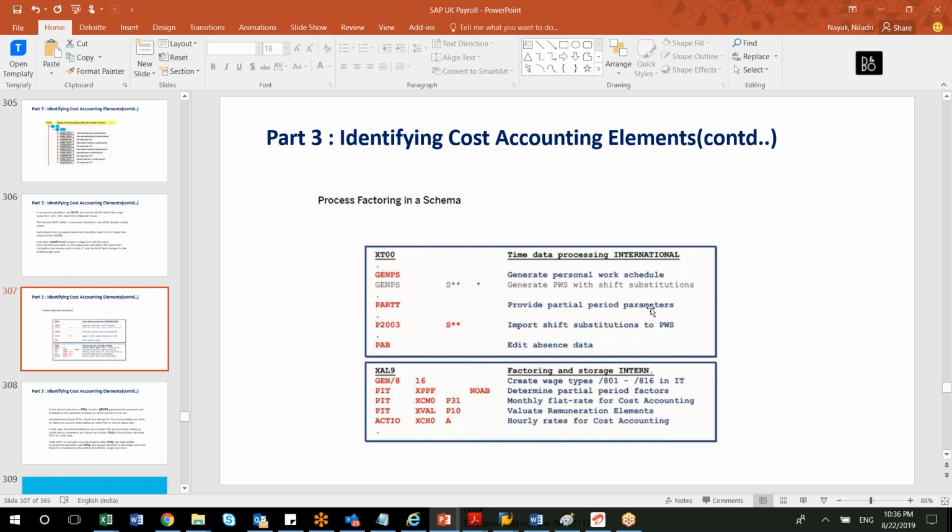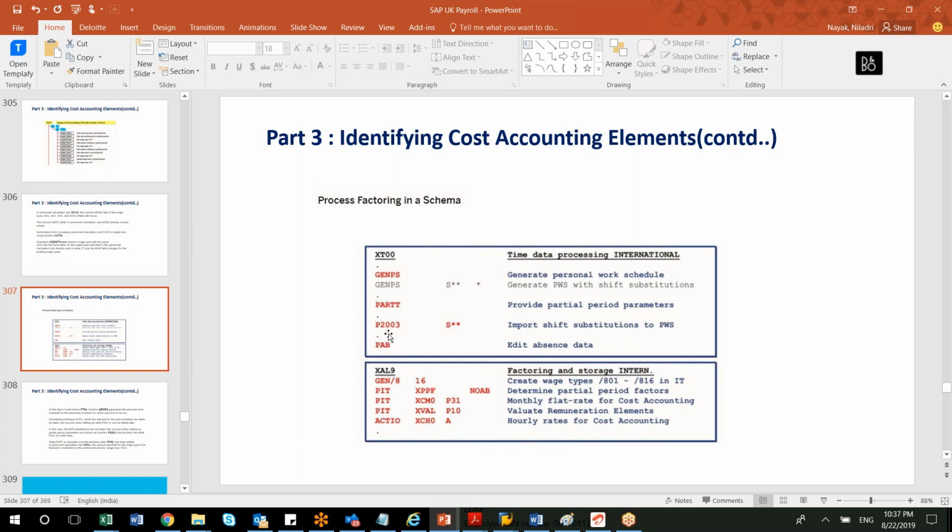Factoring is also a concept. It is an overlapping subject between your time management and payroll. But as it is more towards calculations related to the pay, people mostly cover these PARTT functions in the payroll part only. Even if time management is there, you can still see this concept in the payroll topic as well. So this is one of the important functions. PARTT is responsible for providing all the PPM, that is your partial period parameters.